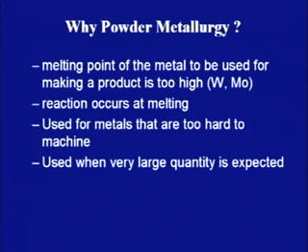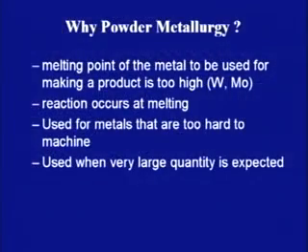There are certain metals which react when they melt. The reaction may take place with the environment, with the atmosphere, or with the furnace in which it is being melted. So, when the reaction takes place on melting, the metal can't be used because some contaminants may add into the metal. Similarly, the third point is used for metals that are too hard to machine.